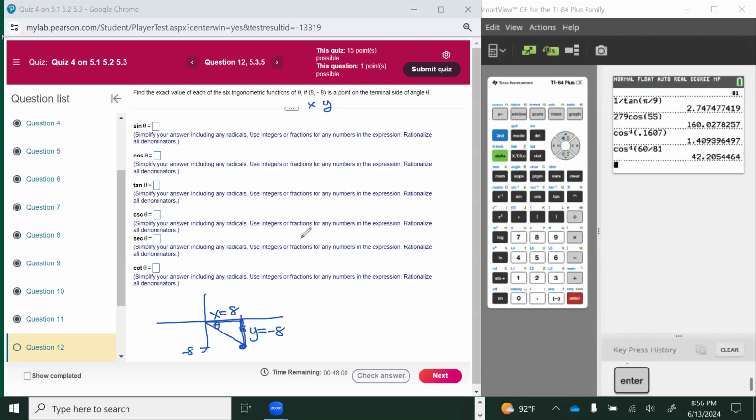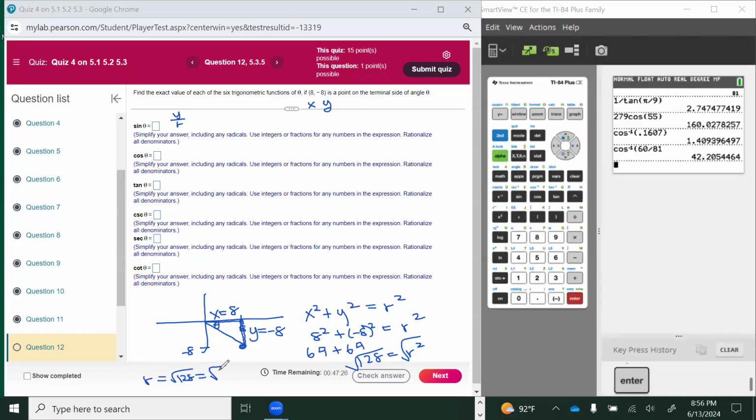In terms of x and y, what's sine theta? Sine theta in terms of x and y is y over r. So we actually have to find the radius as x squared plus y squared equals r squared. So 8 squared plus -8 squared equals r squared. That's 64 plus 64, that's going to be 128 equals r squared. Take the square root, and we get r is equal to the square root of 128.